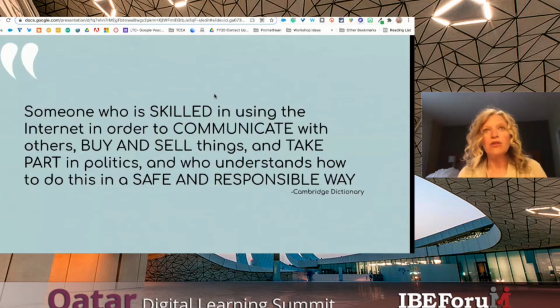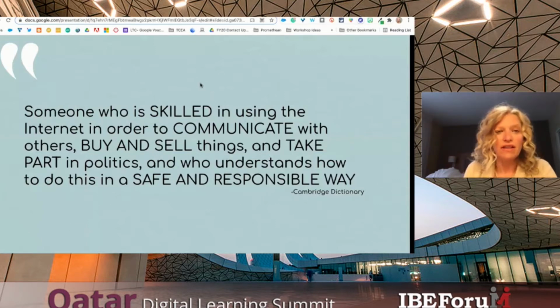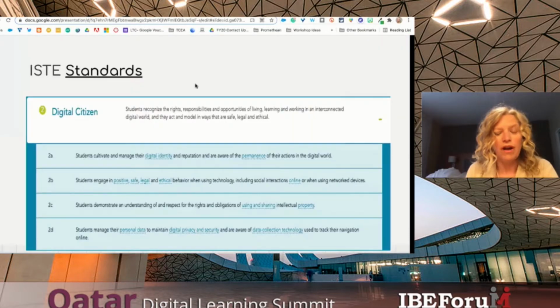Students see what adults are doing, and sometimes what we're seeing is adults don't know how to be a true digital citizen out there in the world on the internet.